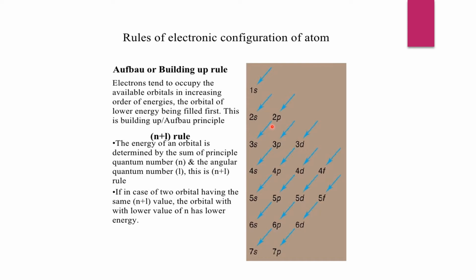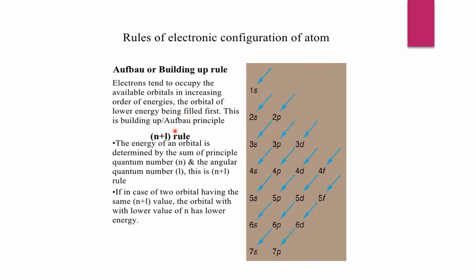So electrons enter into the 1s orbital first. After filling it completely, then to 2s it moves. Then electrons are filled in the 2p orbital. So to fill up these electrons in these orbitals, the rule that is followed is Aufbau principle, which states that the electrons tend to enter into the orbitals in the increasing order of energies, the lower energy orbitals being filled first.